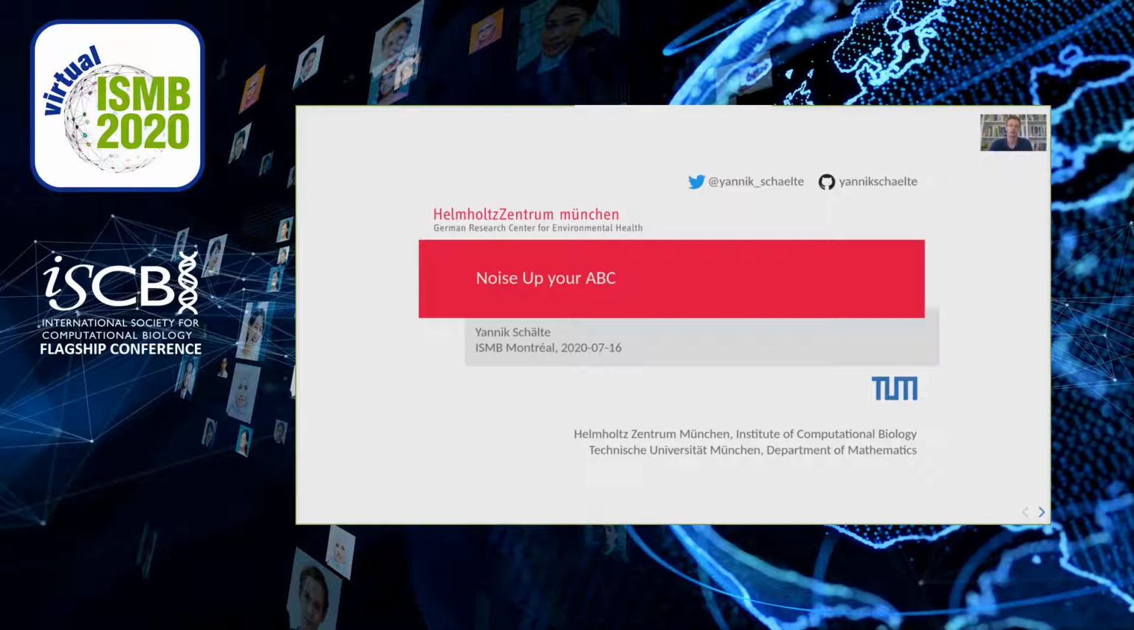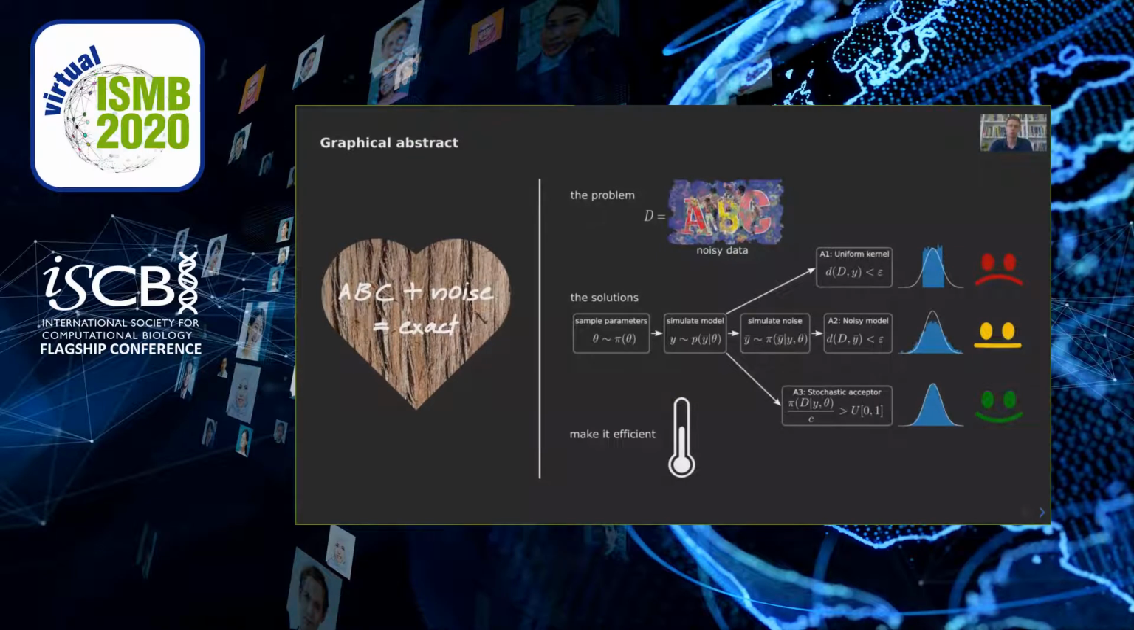Let me start with a short graphical abstract. I will consider the quite common problem that data are not perfect but noisy, and illustrate what problems this can cause in ABC inference. To deal with noise, there exist different solutions, of which I will focus on the third one, here called stochastic acceptor. It has some really nice properties. The main contribution will then be to turn this concept into an efficient algorithm using tempering.